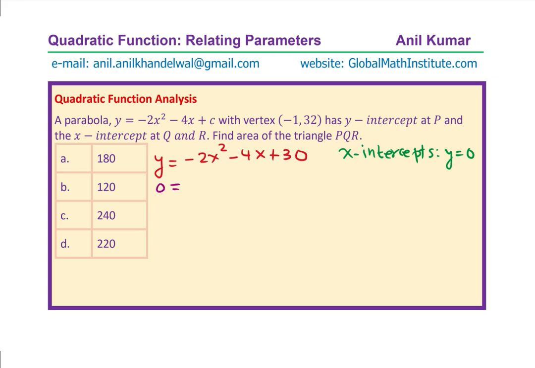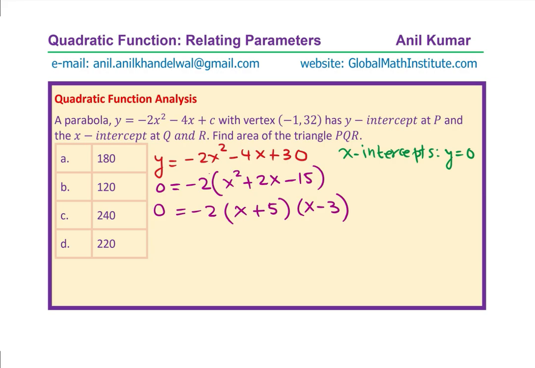You could use the quadratic formula, but you can also factor. So, let me take minus 2 common, and in that case, we get x squared plus 2x minus 15. And this can be factored as 3 times 5, 3 being negative, 5 being positive. So we get (x plus 5) times (x minus 3), and that should be equal to 0. So that gives us two x-intercepts. So x-intercepts are at x equals minus 5 and x equals 3. Right? So these are my x-intercepts.